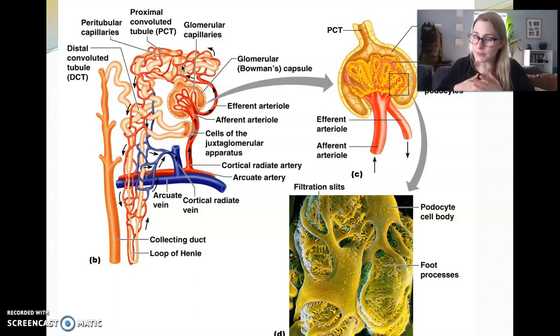I'm going to go ahead and stop this video. So far what we've covered is the basic structure of the nephron. I've mentioned renin, which we're going to come back to later on, and we've talked about glomerular filtration. So the next video is going to be over tubular reabsorption and tubular secretion.